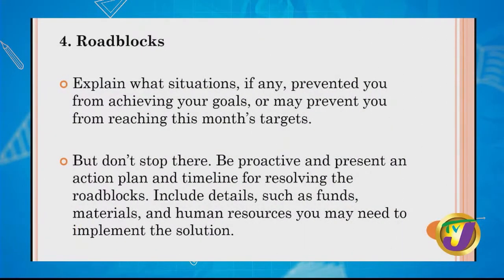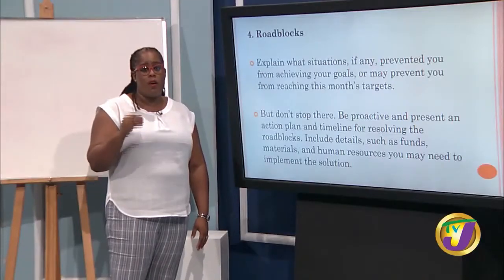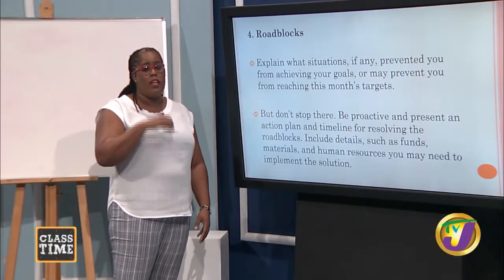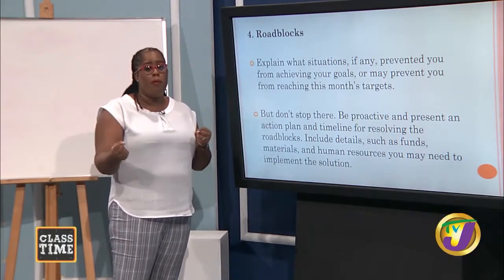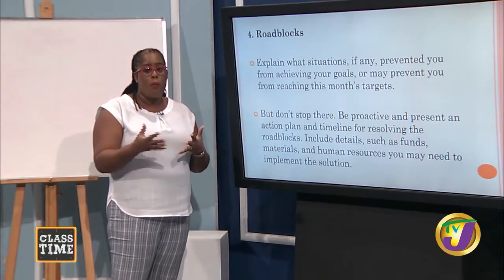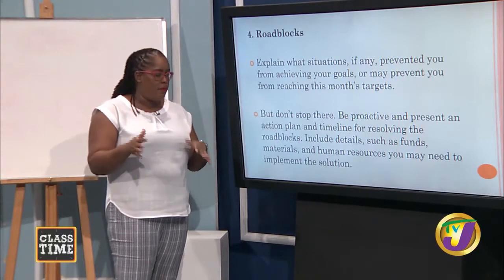Number 4, roadblocks. Explain what situations, if any, prevented you from achieving your goals or may prevent you from reaching this month's target. Now, this is very important for you to include all the hiccups that you have encountered. You will refer to them as roadblocks, things that you have not accomplished, or hindrances.